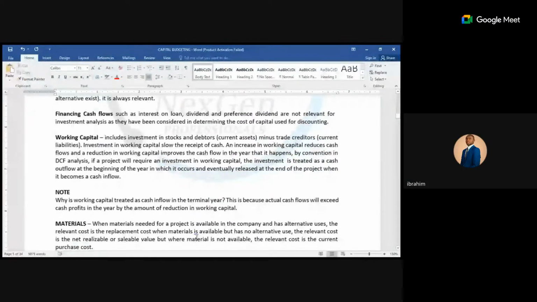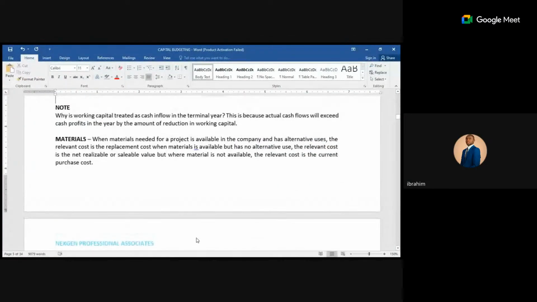So now another thing is, okay, that is terminal value. Okay, now let's quickly move to material, right?